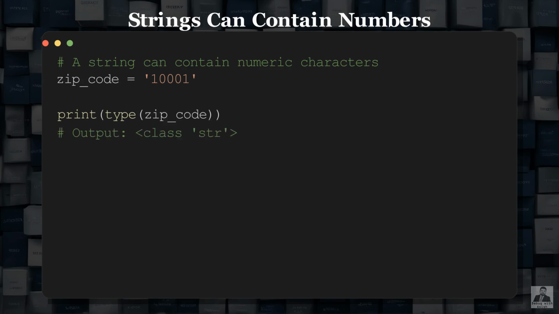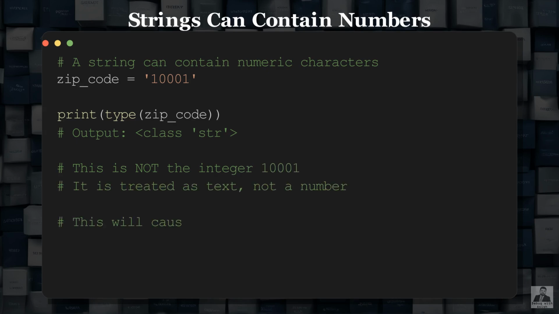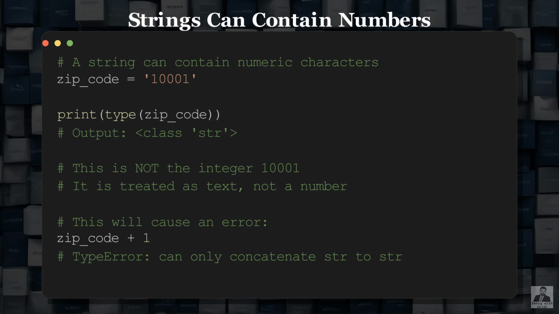Here is an important distinction. A string can contain numeric characters, but that does not make it a number. When we store 10001 inside quotes, Python treats it as text. When we check the type, it says str, not int. If you try to add the number 1 to this string, Python will throw a type error. This is one of the most common mistakes beginners make.